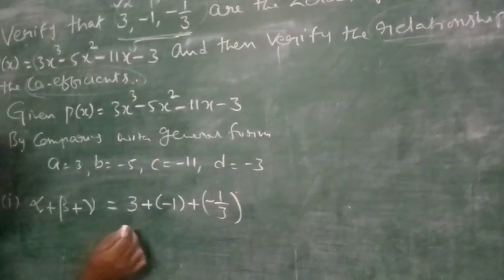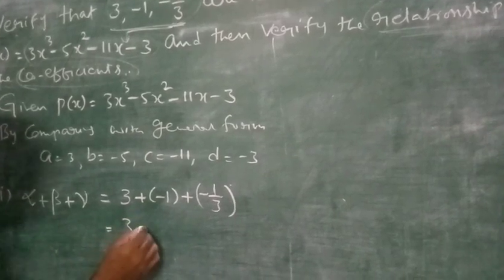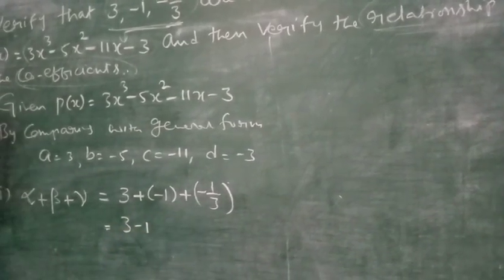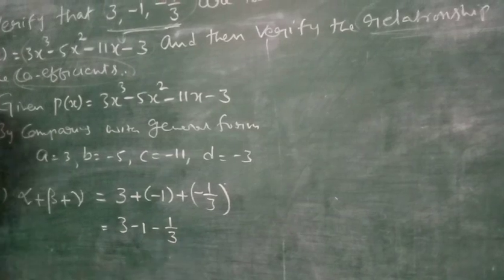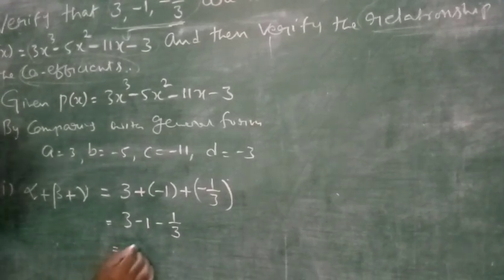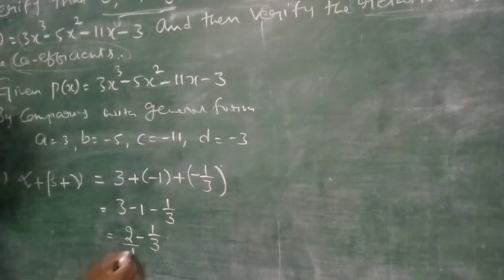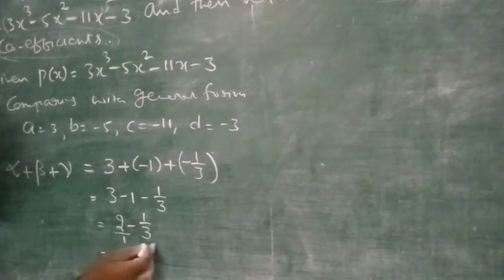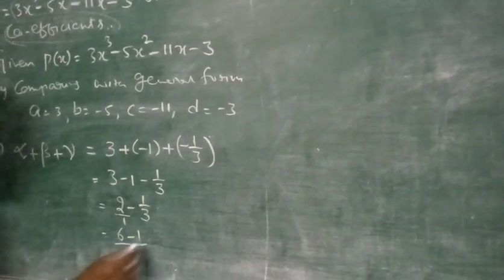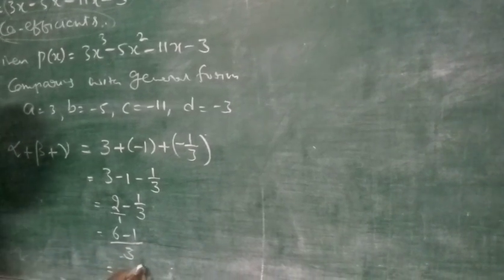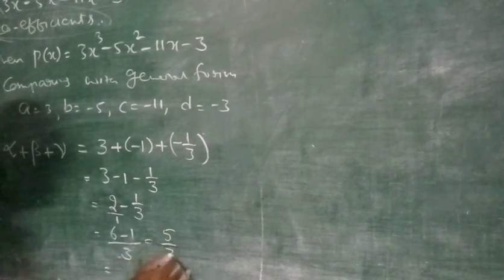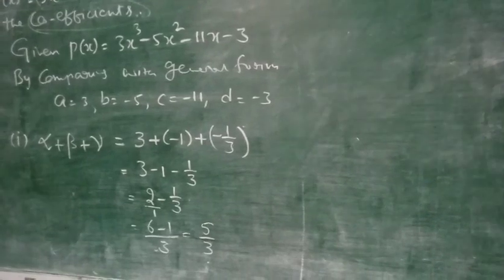So what do you get? 3 plus into minus, minus 1, again plus into minus, so minus 1 by 3. 3 minus 1 is 2, so 2 minus 1 by 3. If you take LCM, the LCM is 3, then we get 6 minus 1, which is equal to 5 by 3.